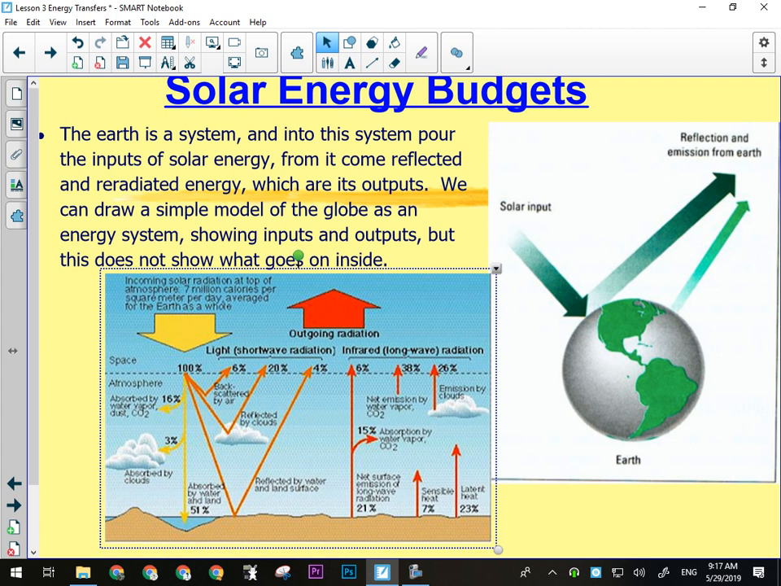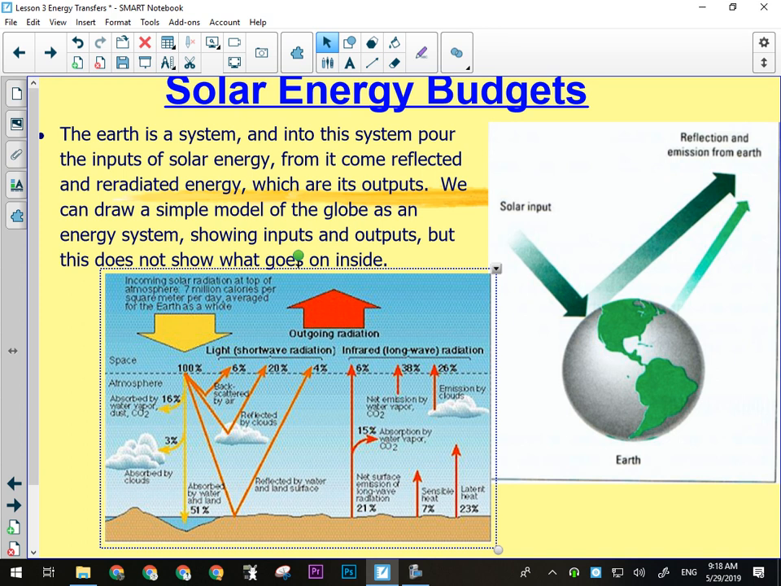We start out with 100% of it, and about 6% of it gets backscattered by the air, making the sky blue. Some of it gets reflected by clouds, up to 20%, and then there's some reflection by water and land surfaces, about another 4%. Coming in, about 16% gets absorbed by the water vapor and dust and things like that in the air, gets absorbed by clouds, and 51% of it would be absorbed by land and water.